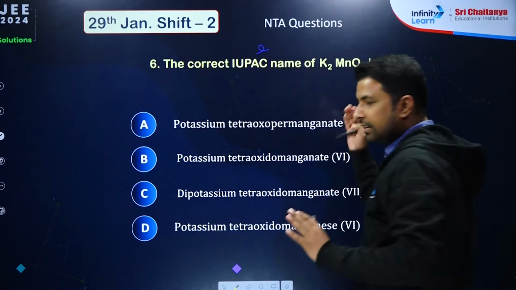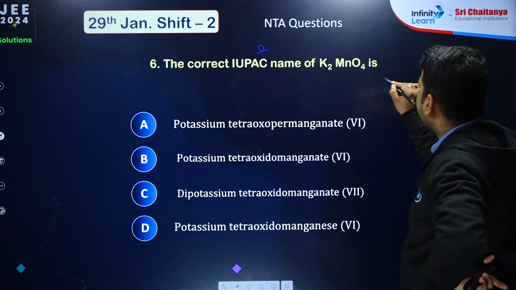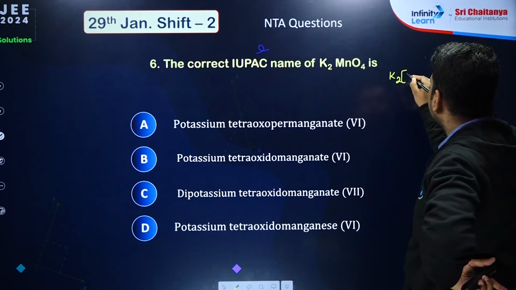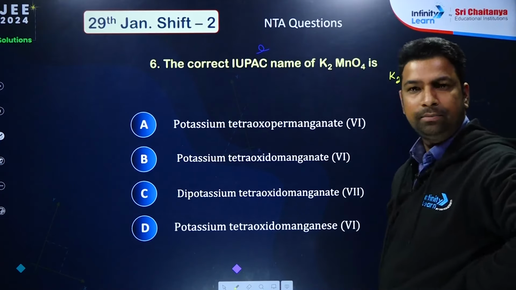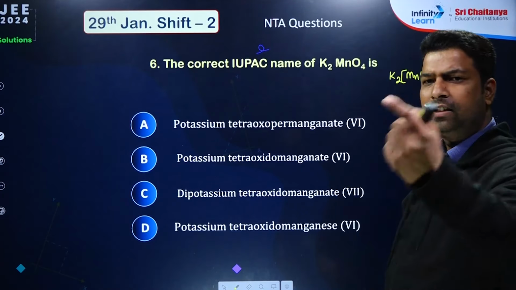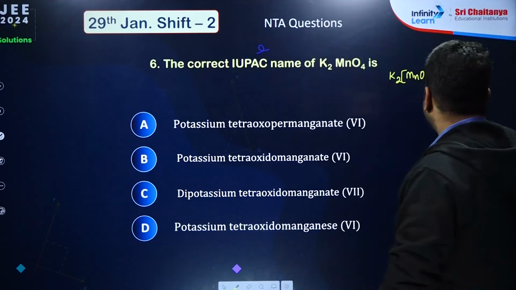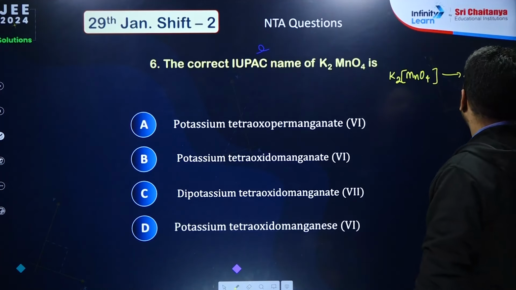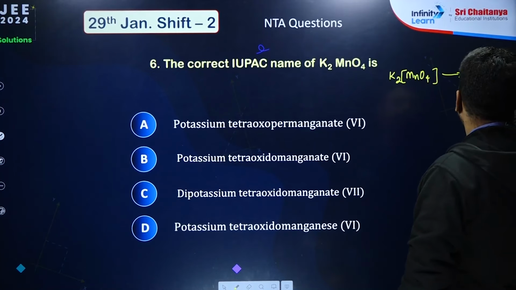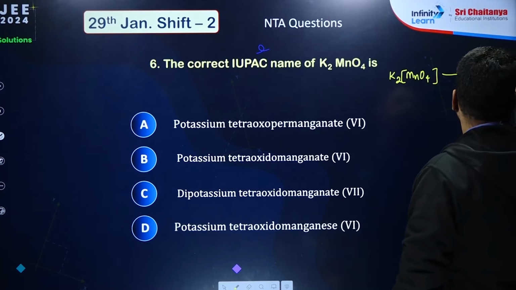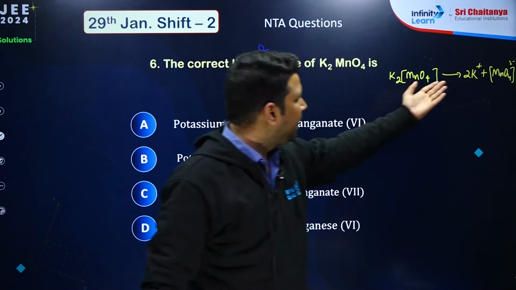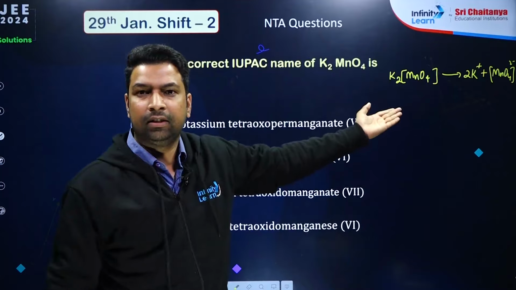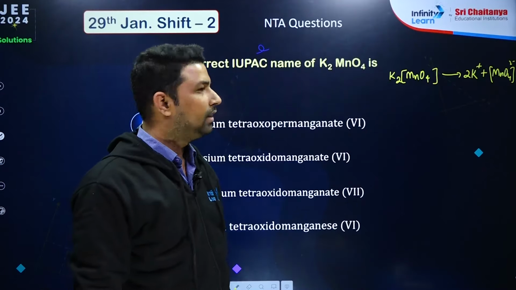K2MnO4. They were asking about the name. You can write this just like a complex and write the IUPAC name. What is the ligand out there? Oxygen. Since it is an anionic complex, because you can dissociate it into 2K plus and MnO4 2 negative, anionic complex, oxygen is oxido and manganese is manganate. So oxido and manganate have to be present.